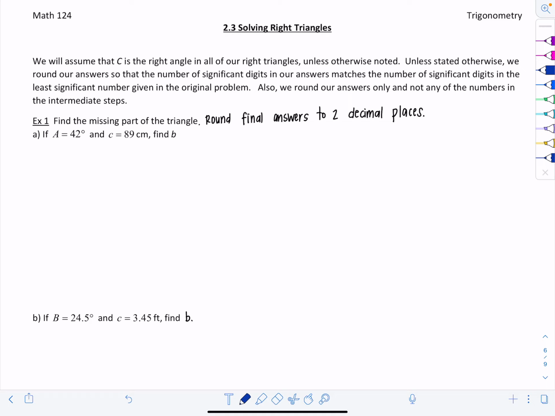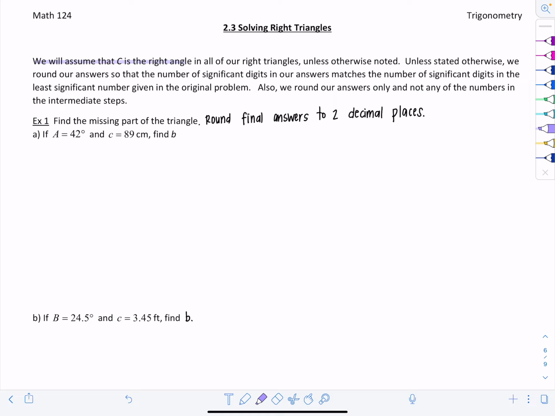Welcome to Trigonometry video lecture for section 2.3 on solving right triangles. So when solving right triangles, we will assume that C is the right angle, capital C, in all of our right triangles unless otherwise noted. And you're going to need to apply your rules for significant digits or significant figures if you're not directed as to how many decimals you need to round your final answers.